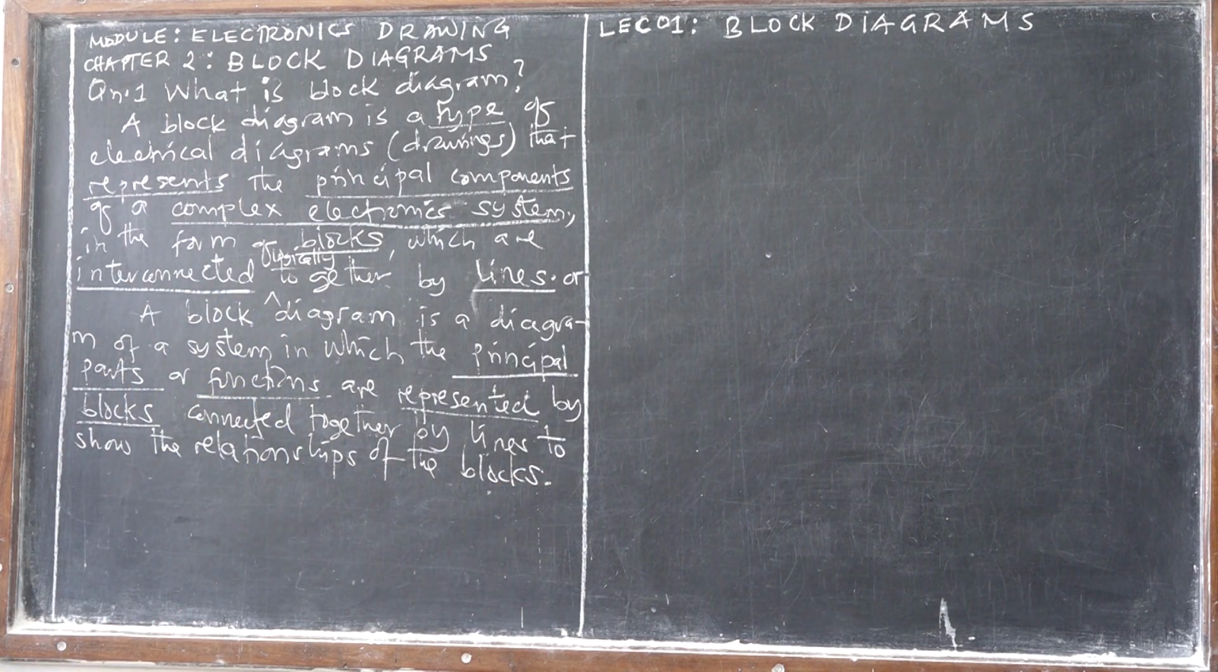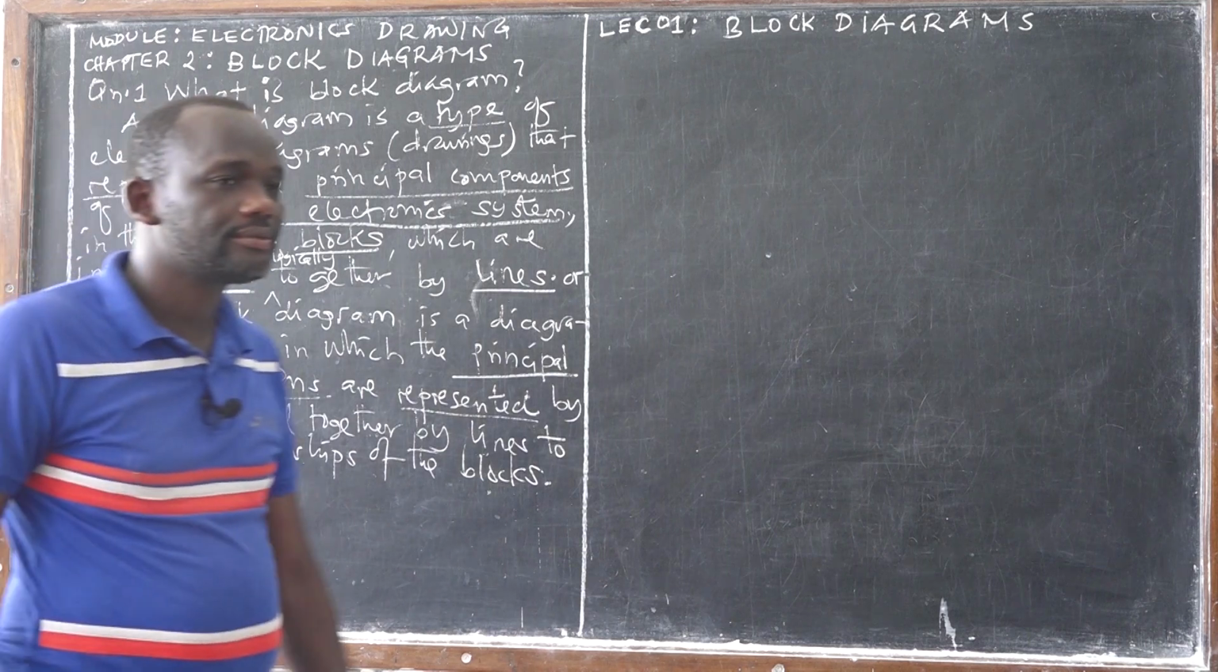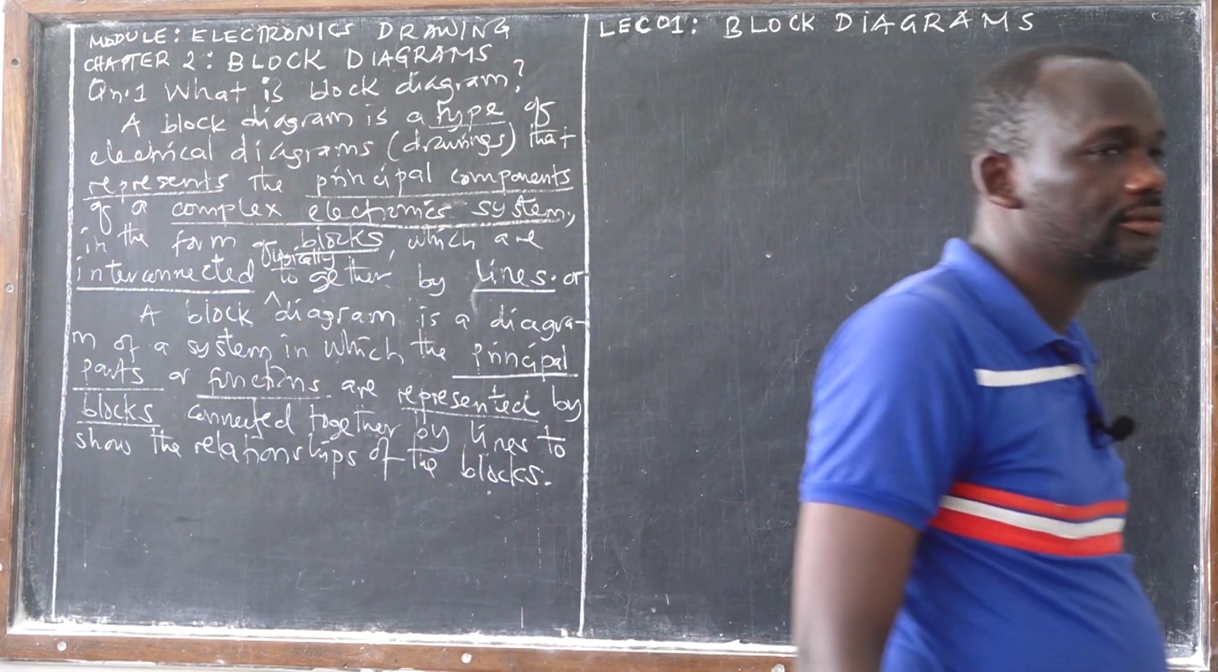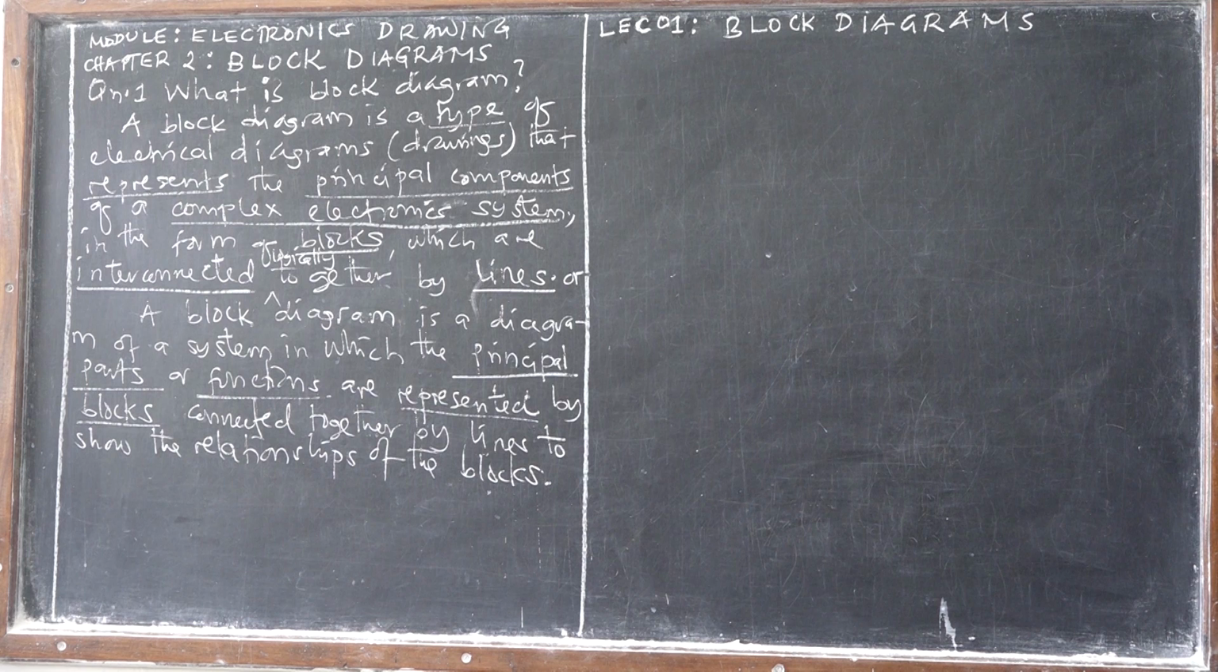So stop writing. Let us reinforce understanding by reading the first definition. 1, 2, 3, read. Block diagram is a type of electrical diagram that represents the principal components of a complex electronic system in the form of blocks which are interconnected logically together by lines.